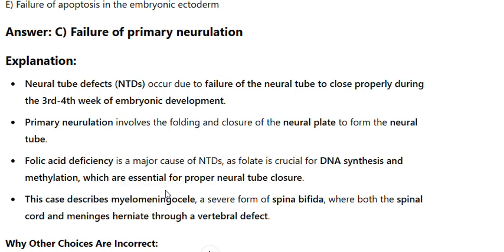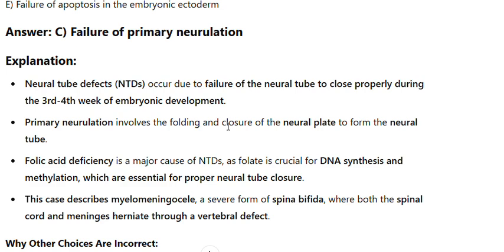Explanation: neural tube defects, NTDs, occur due to failure of the neural tube to close properly during the 3rd-4th week of embryonic development. Primary neurulation involves the folding and closure of the neural plate to form the neural tube. Folic acid deficiency is a major cause of NTDs, as folate is crucial for DNA synthesis and methylation, which are essential for proper neural tube closure.